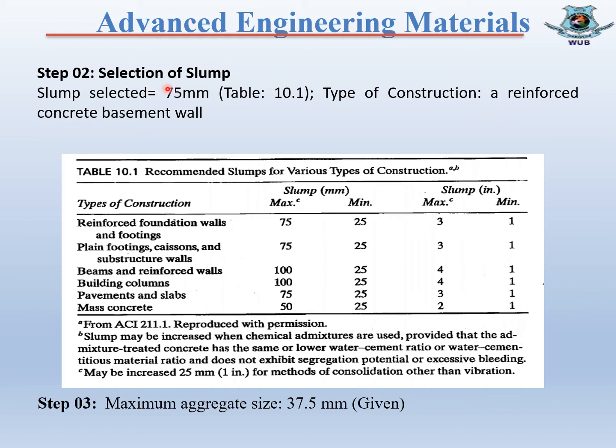Selection of slump. We have to select the slump value from table 10.1, and table 10.1 belongs to recommended slumps for various types of construction. Here, these are the types of construction. These are slump values in millimeter and these are slump values in inch. In the question, it has stated that the concrete will be used in basement construction. So we can say that this concrete will be used in substructure. And as this concrete will be used in a substructure wall, the recommended slump is 75 mm.